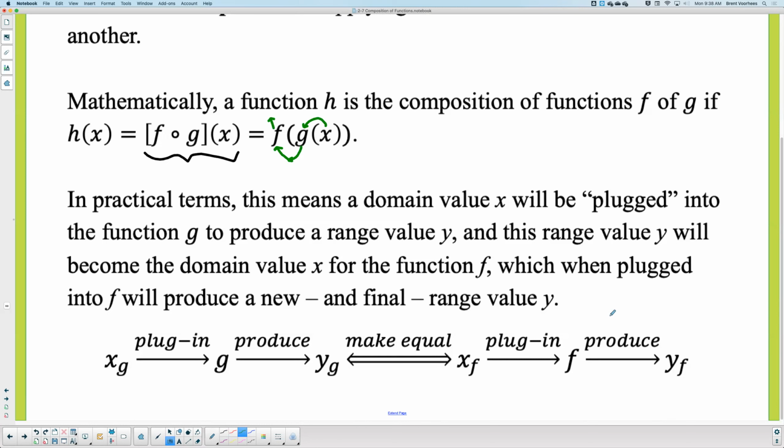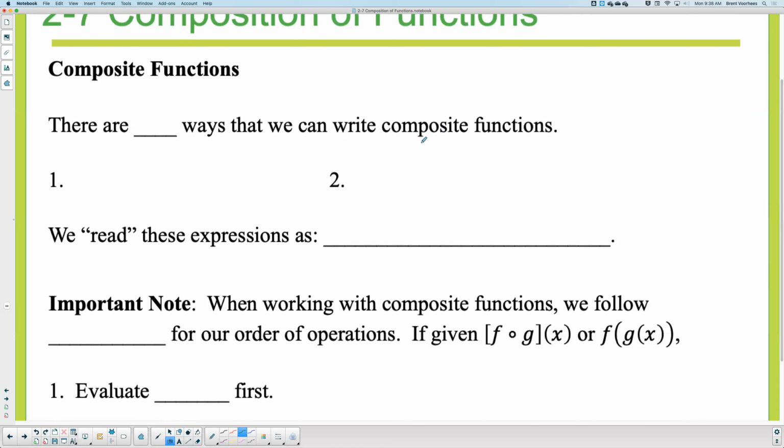Okay, so getting started here with this slide. How many different ways can we write composite functions? How many different ways did I just say there would be? Two. There are two ways. So you could see it as f∘g, like that. And by the way, that's a composition of two different functions, f and g.